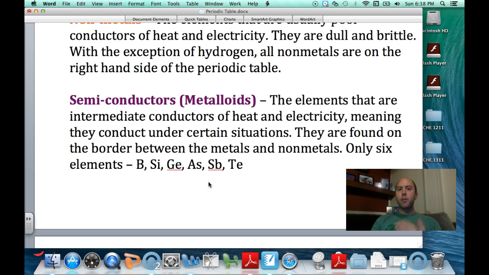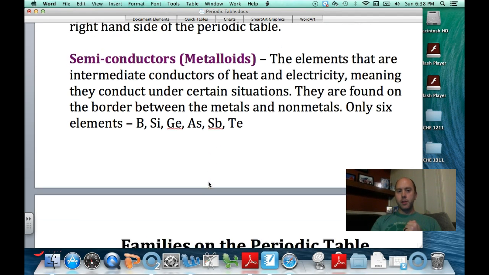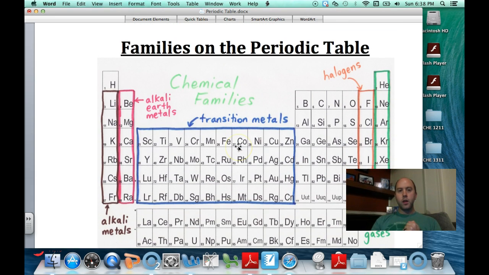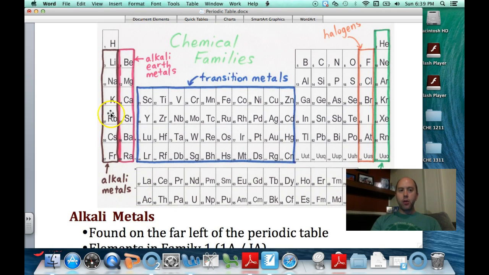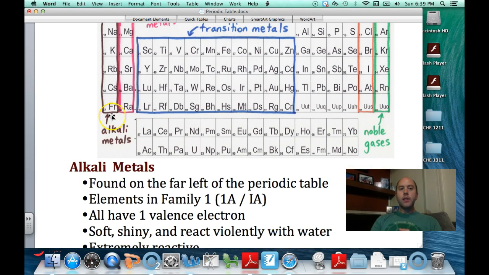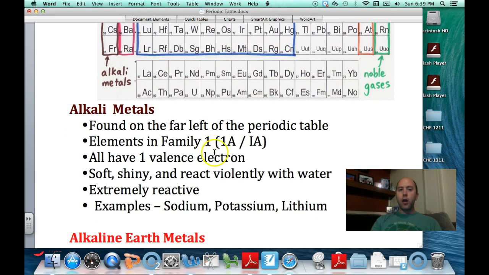Now, let's talk about individual families on the periodic table. There are basically 5 main families I really want to get into. We're going to start with the alkali metals, which are found on the far, far left of the periodic table. They're in family 1, or 1A. Since they're in family 1A, they all have 1 valence electron, because again, the number next to the letter A tells you how many valence electrons they have.